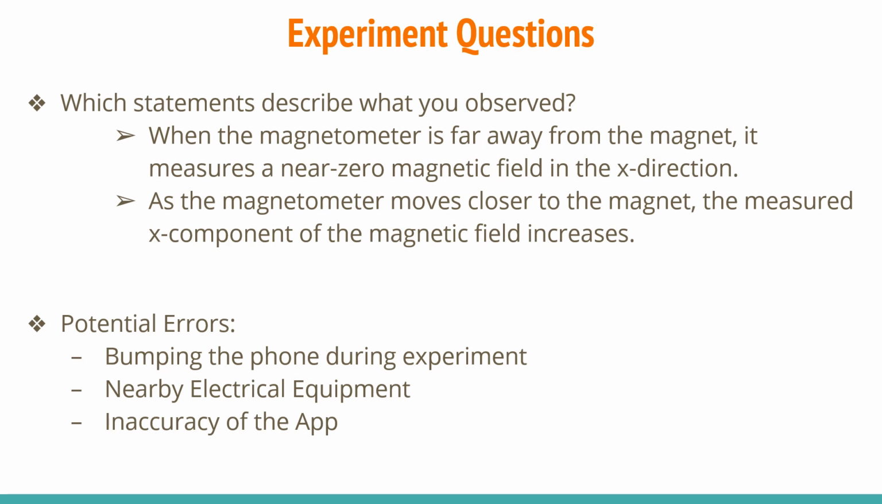After the experiment, I'm asked to select which statements apply and identify potential errors. The statements that apply are that when the magnetometer is far away from the magnet, it measures a near zero magnetic field in the x direction, and as the magnetometer moves closer to the magnet, the measured x component of the magnetic field increases. Some potential sources of error for this experiment are bumping the phone during the experiment, nearby electrical equipment, and the general inaccuracy of the app.